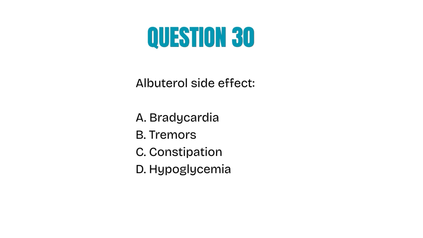Question 30. Albuterol side effect A. Bradycardia, B. Tremors, C. Constipation, D. Hypoglycemia.